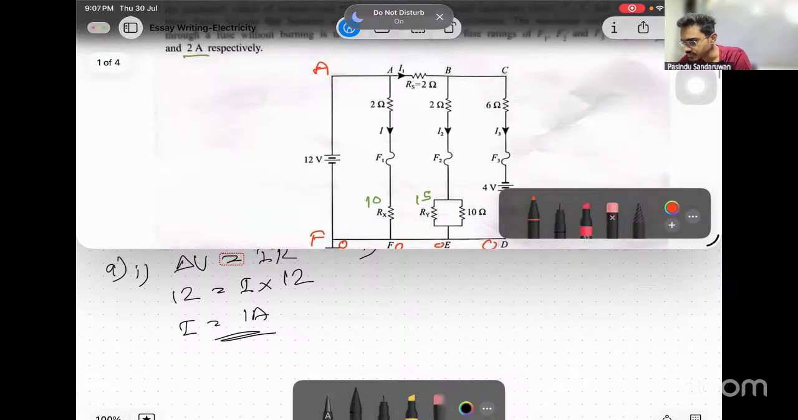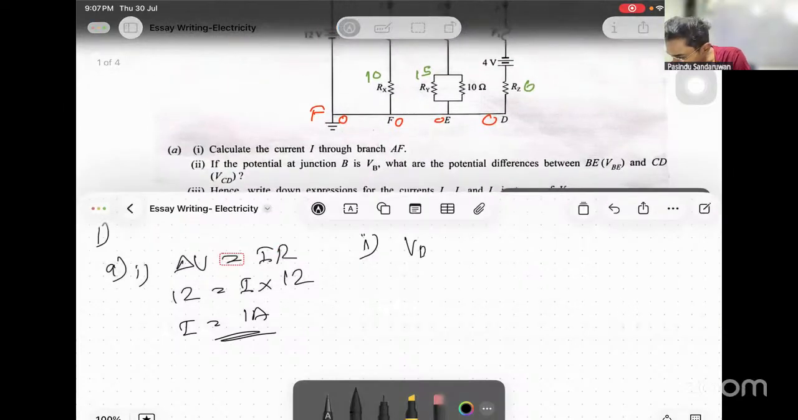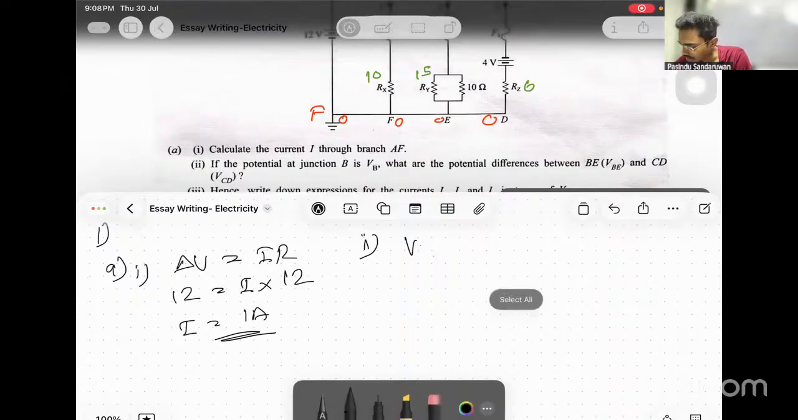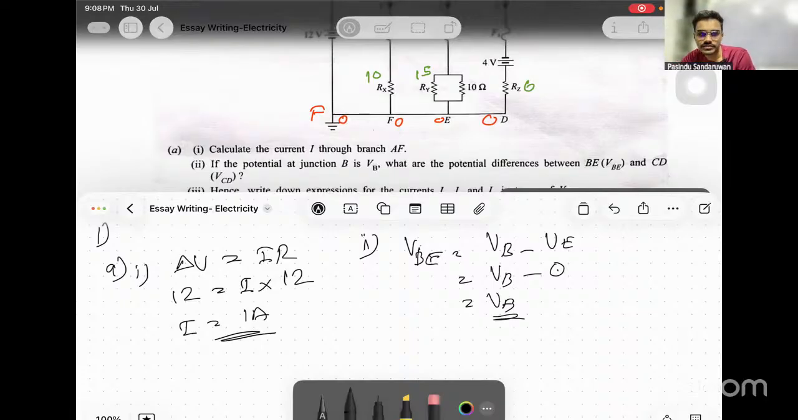VBE can be written as VB minus VE. E is at the grounding, so VB minus 0, then VBE equals VB. For VCD also, we can write VCD equals VC minus VD. Here also, VD is grounded, so VC minus 0, then VCD equals VC.